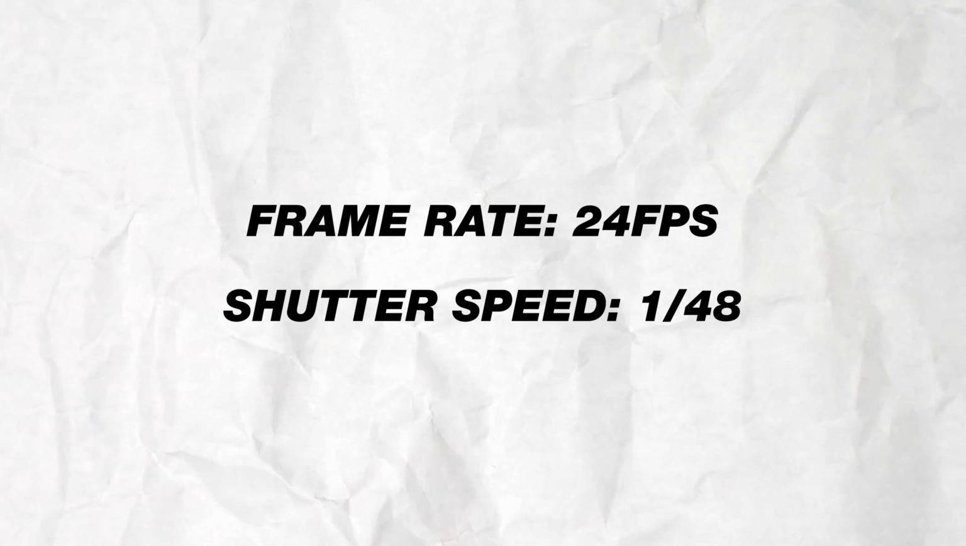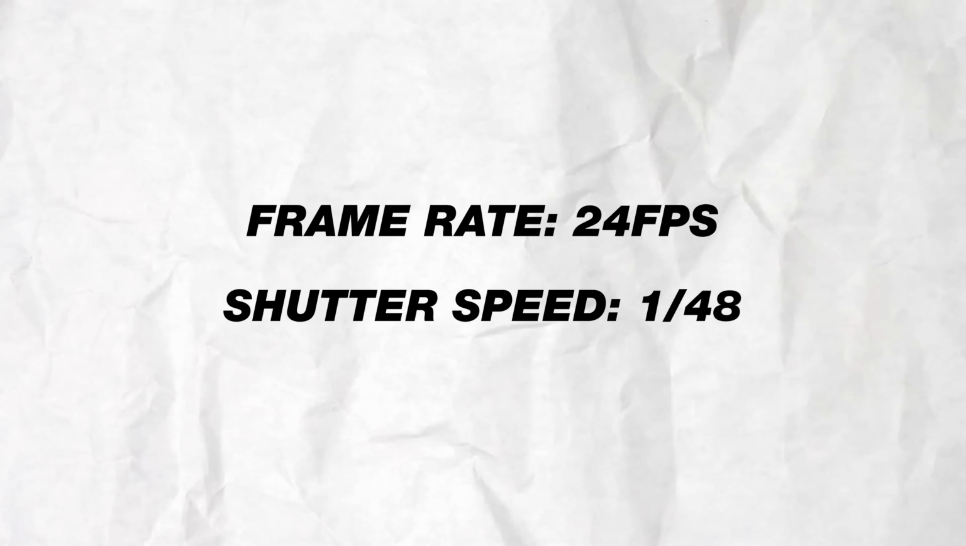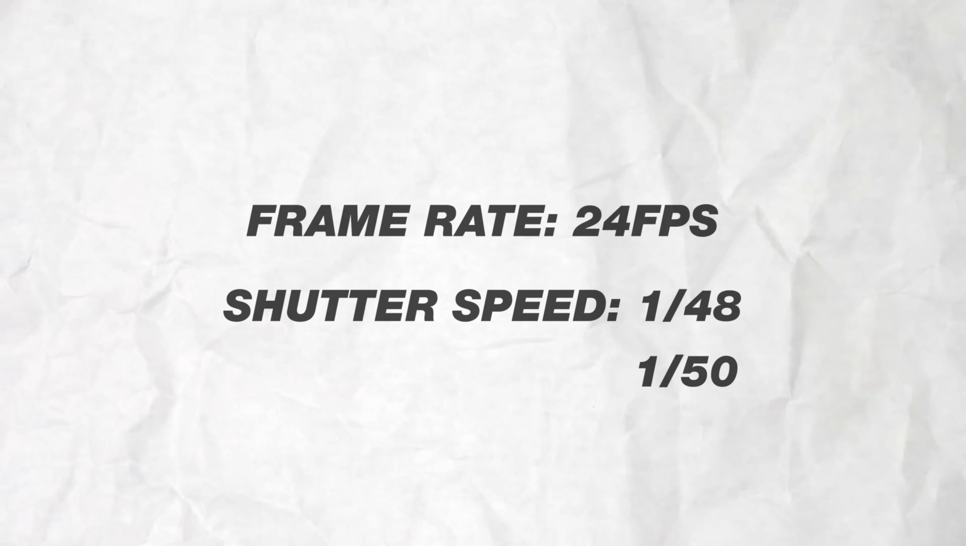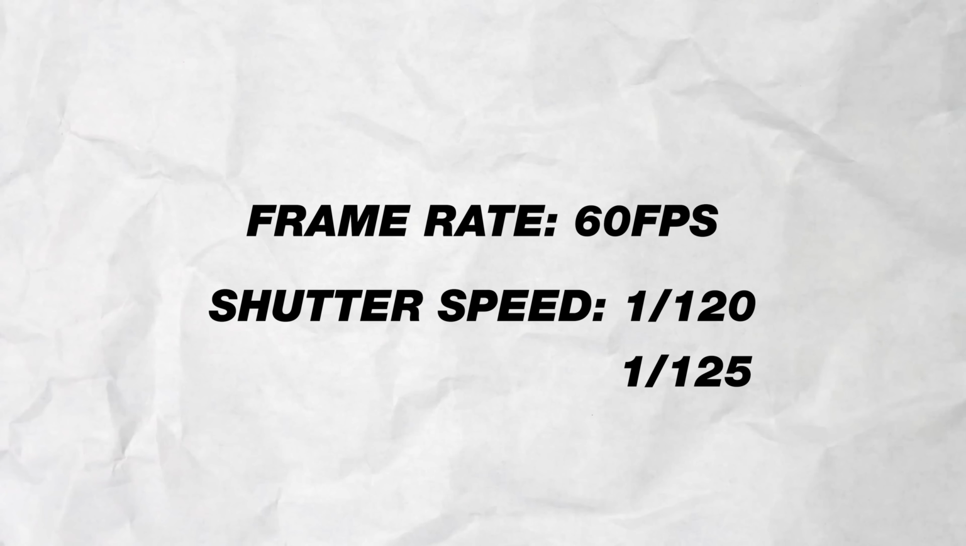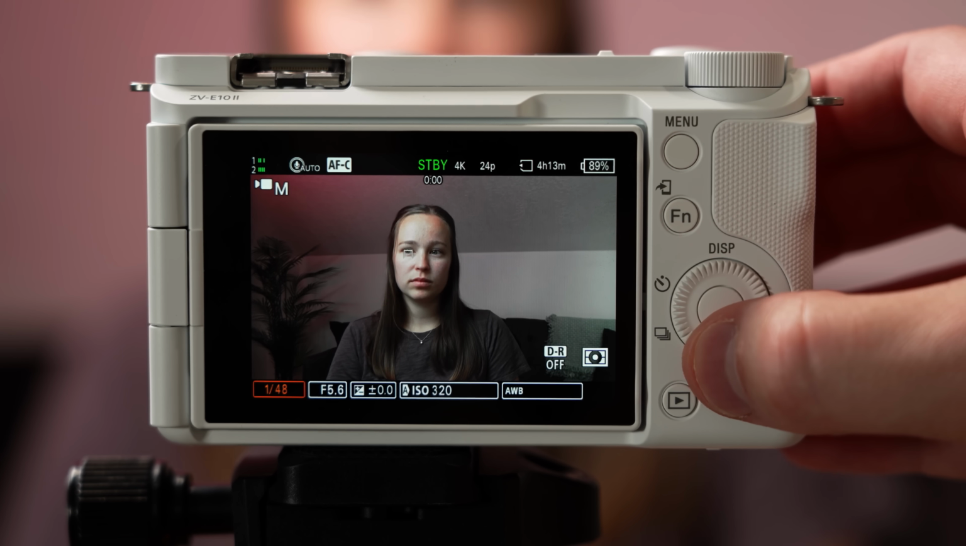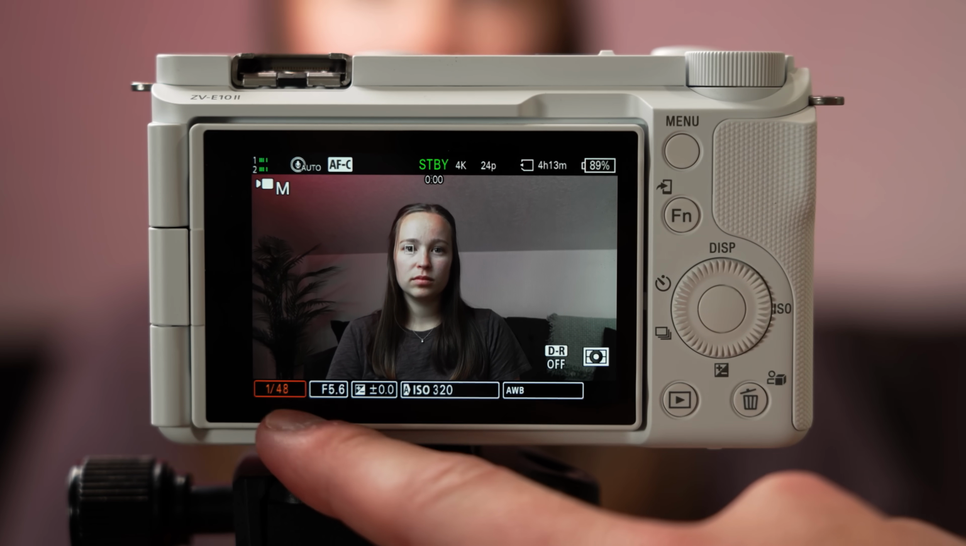So if you're shooting at 24 frames per second, double that would be 1/48th of a second shutter speed, or as close as you can get, which would be like 1/50th of a second for a lot of cameras. Same goes for shooting in 60 frames per second. You would double that to 1/120 or 1/125 if that's what your camera can shoot at. Now, the reason this is important is because it creates the correct amount of motion blur for your video footage.